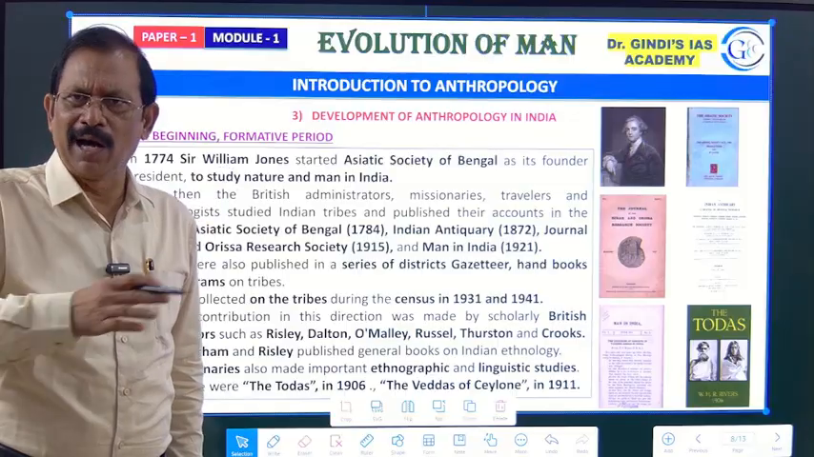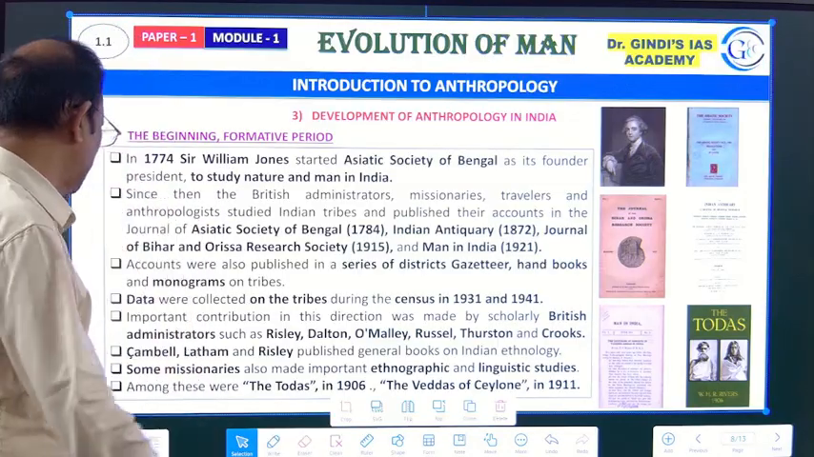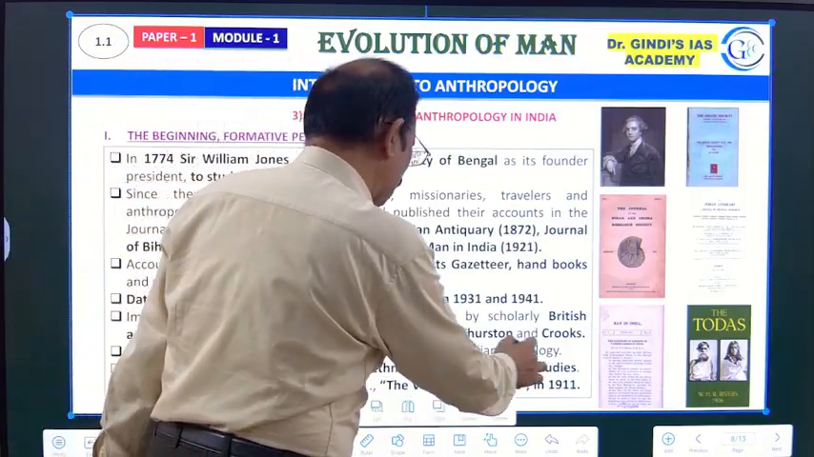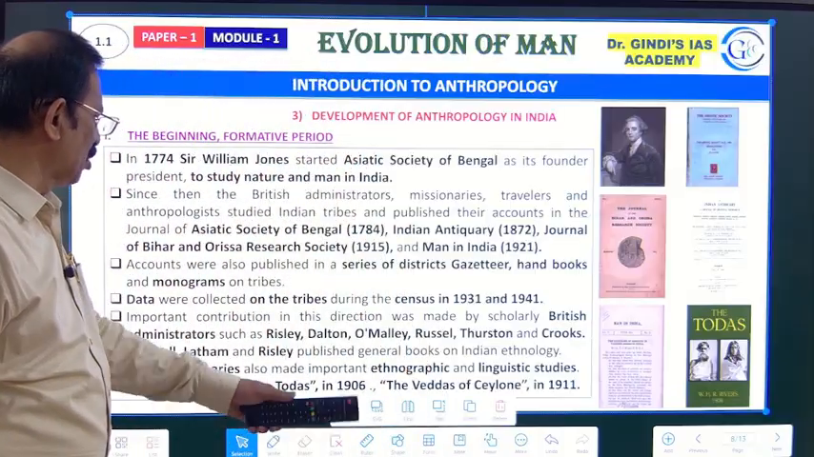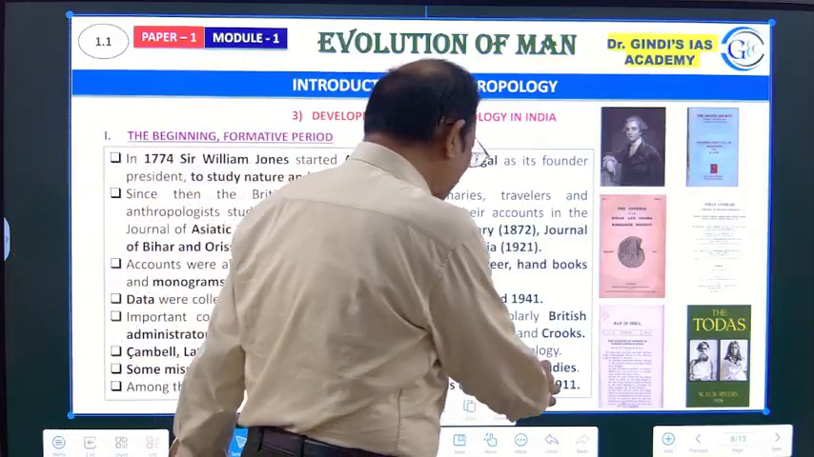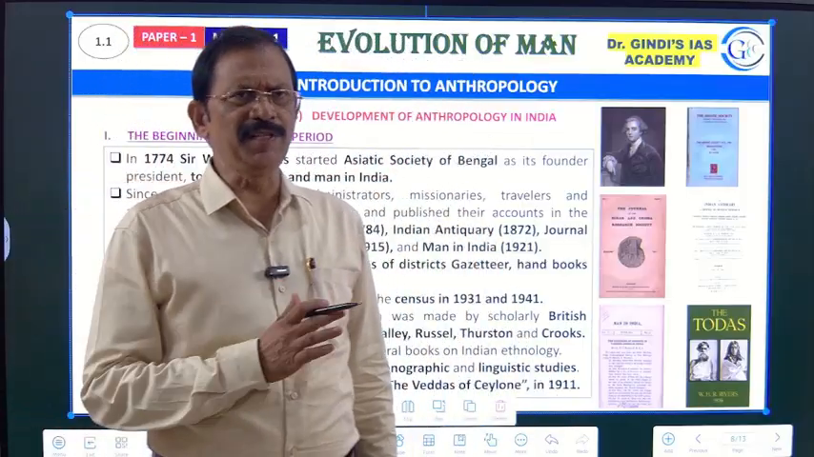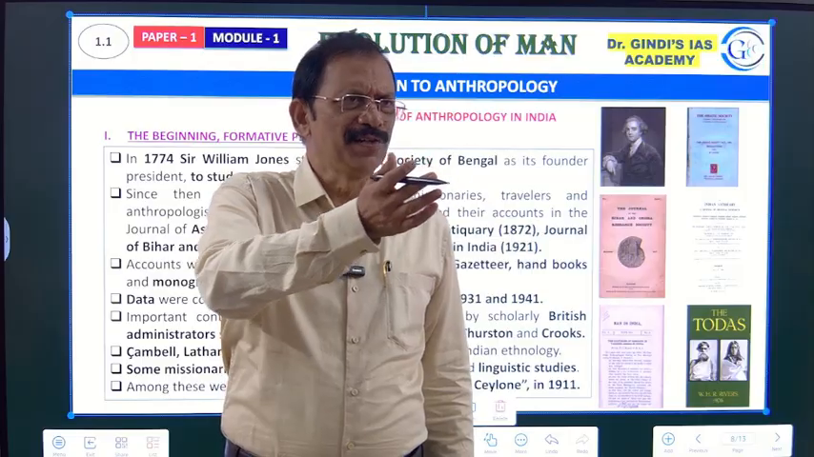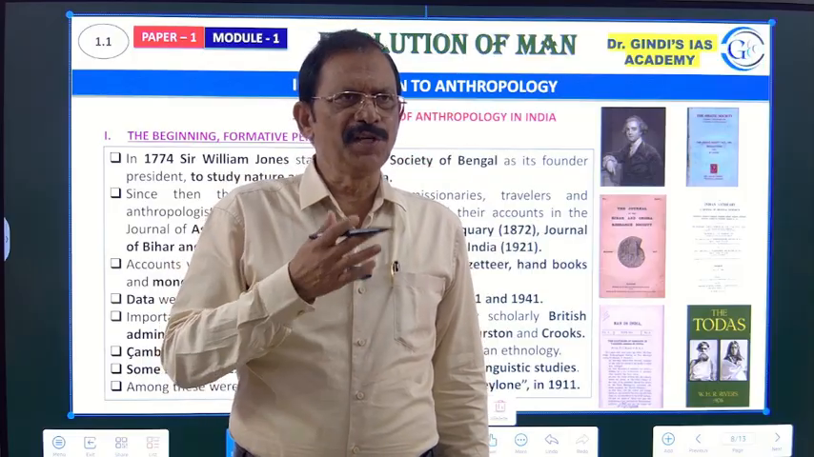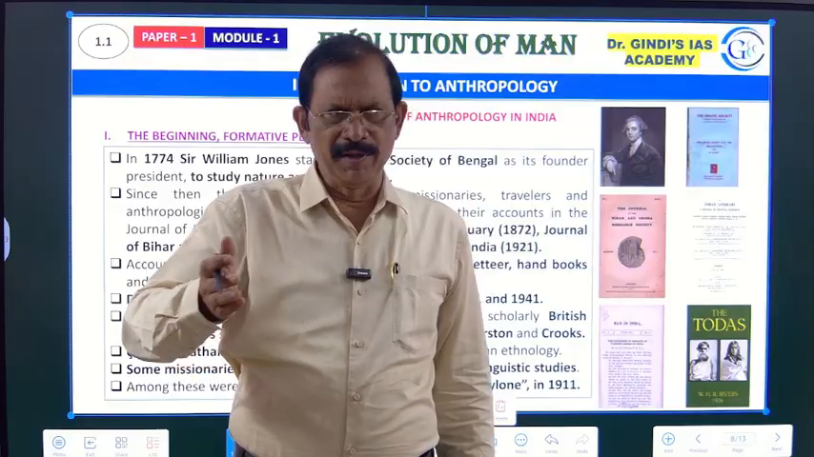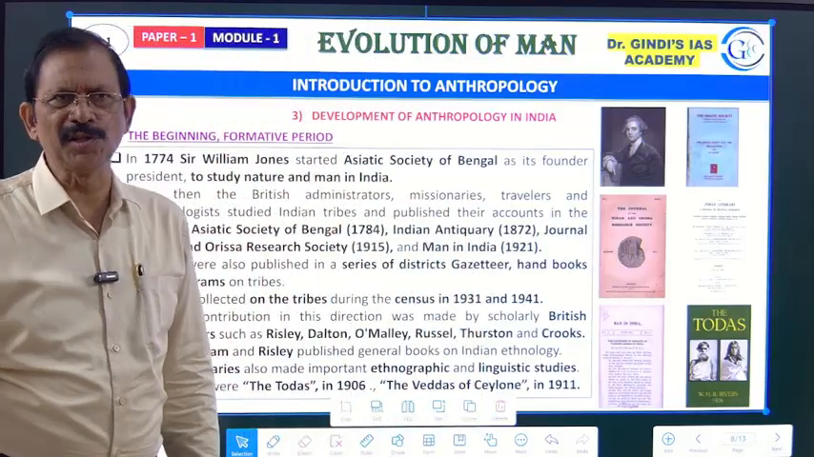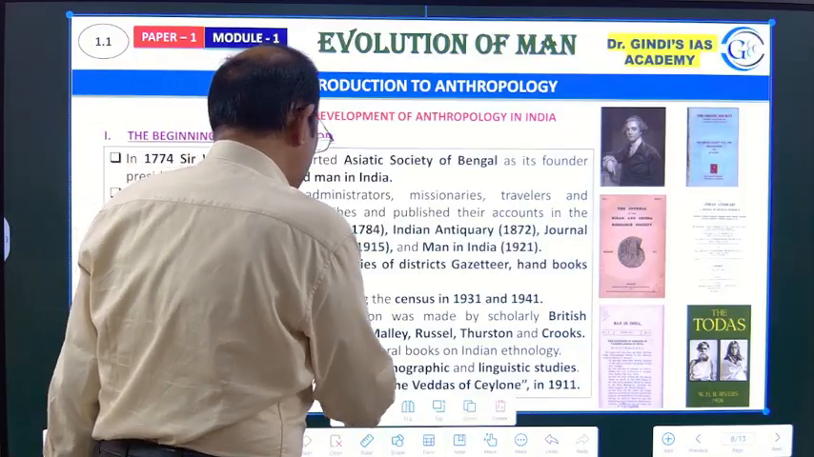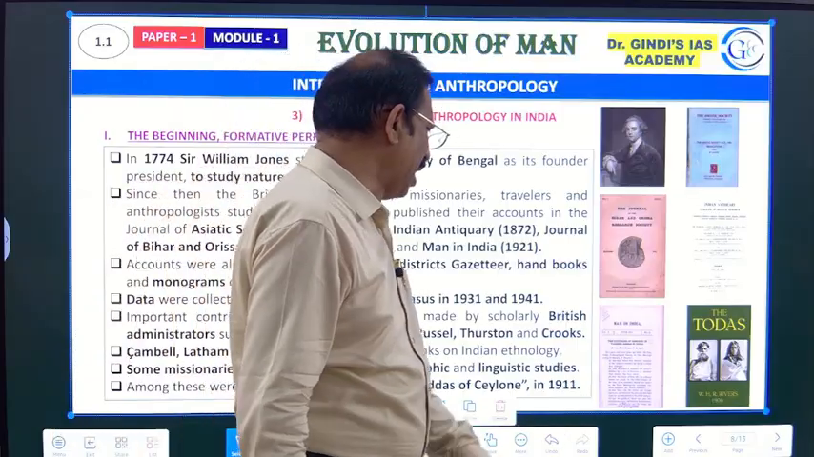This was also another turning point in the development of anthropology. Then Campbell, Latham, and Risley with another classification published general books on Indian ethnology. Some missionaries also made important ethnographic and linguistic studies. Apart from British administrators, we know very well Christian missionaries were there. They used to start educational institutions and health institutions. So apart from the service activity, these missionaries made important ethnographic and linguistic studies.